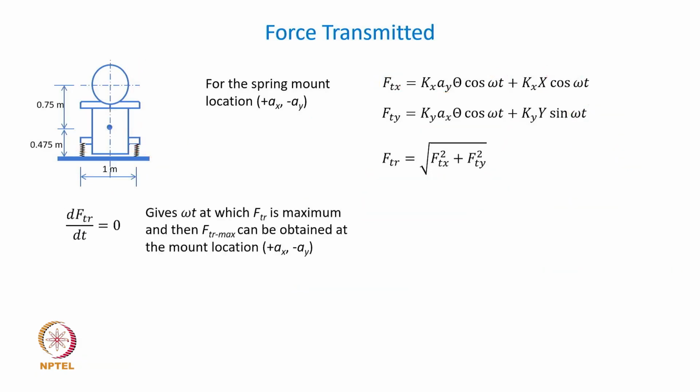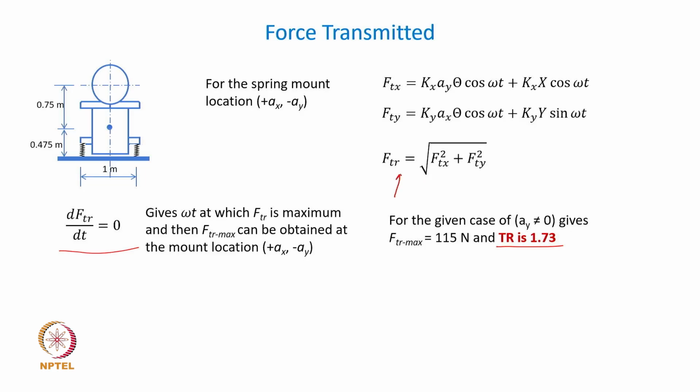Okay. With this, we can obtain the FTR max, and then if you divide it by the applied force, we can find out the transmissibility. And those calculations I am skipping just to give you an idea as to how this is to be solved. So, once you substitute for omega t, which you can get by equating the derivative to 0, into this expression, use appropriate values of omega t for which this expression is valid, you get the maximum transmitted force, and that turns out to be approximately 115 newtons.